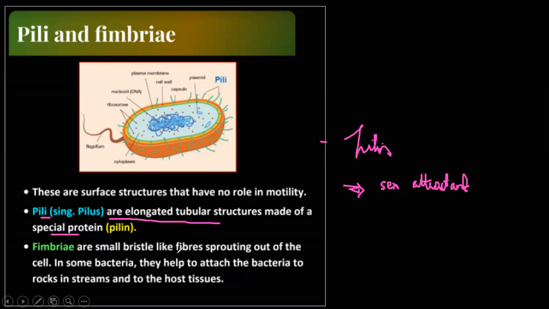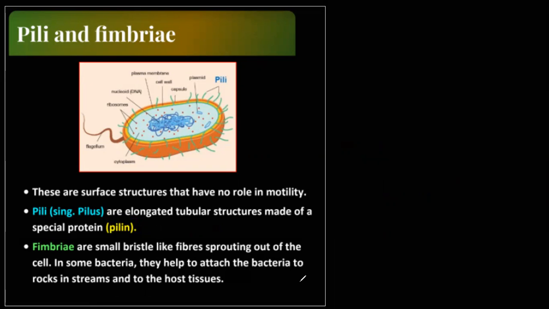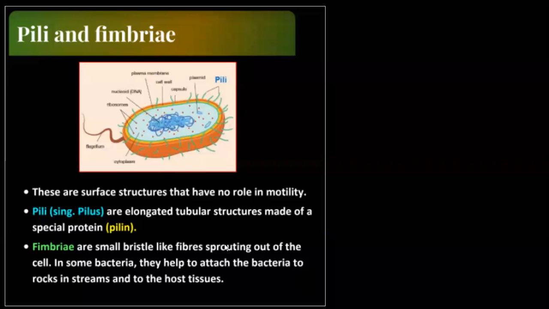Clear with that? Fimbriae are small bristle-like fibers sprouting out of the cell. In some bacteria, they help to attach the bacteria to rocks in streams and to the host tissues. Clear with that? It's all about anchorage to the substrate and attaching the bacteria to any outside host surface. That is the function of what? Fimbriae. Clear with that?